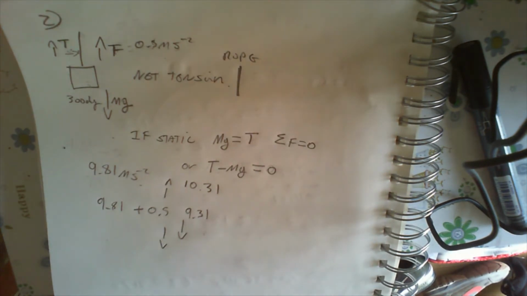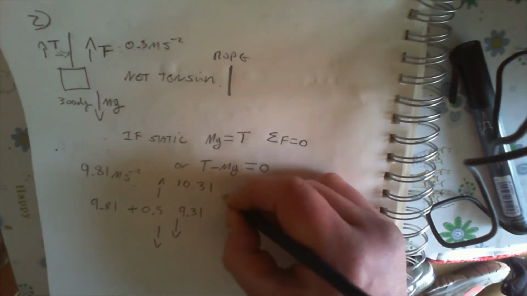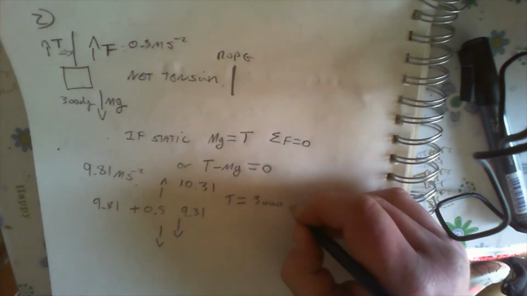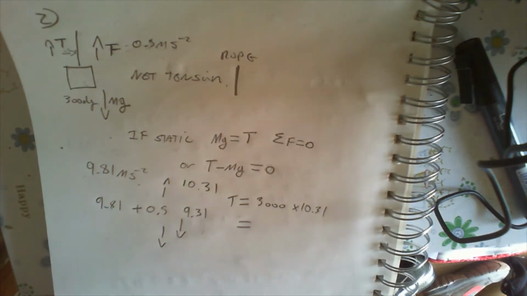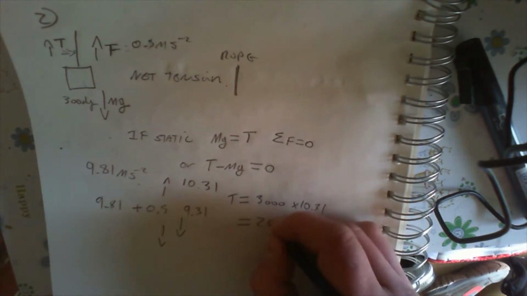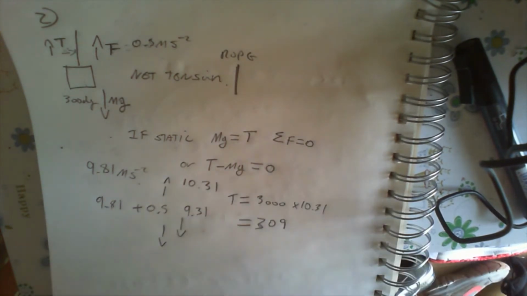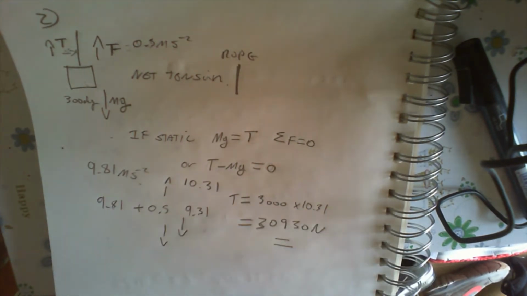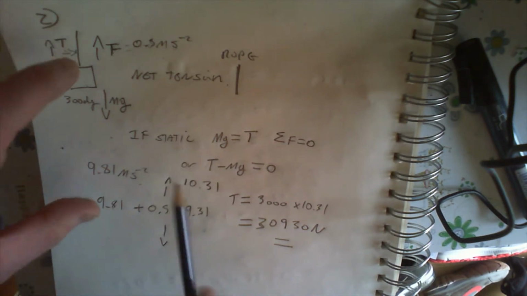And to find the tension in the wire, just simply multiply the 3000 times the 10.31, and that's going to equal 30,930 newtons for that.